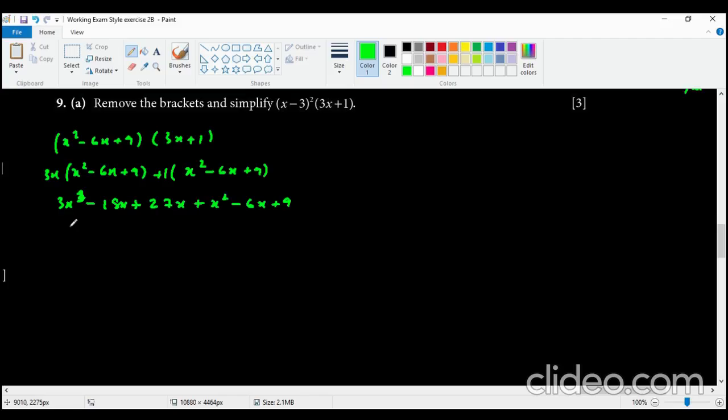So finally we will get 3x cube minus 18x square plus x square, and then we have 27x, and then we have minus 6x and plus 9. So finally we'll have 3x cube minus 17x square plus 21x plus 9. This is going to be the answer for the first part.